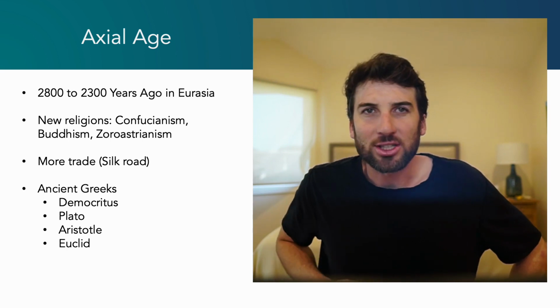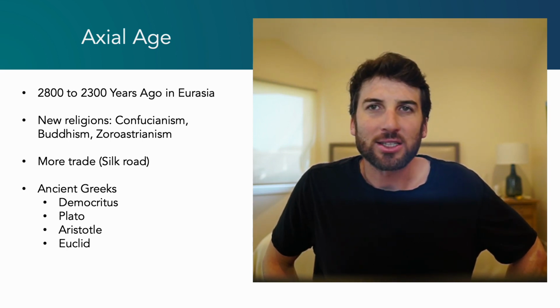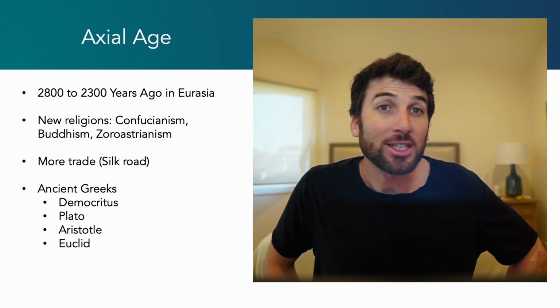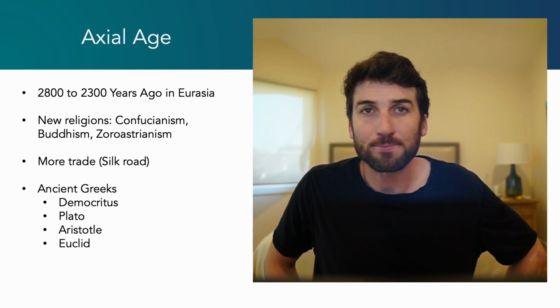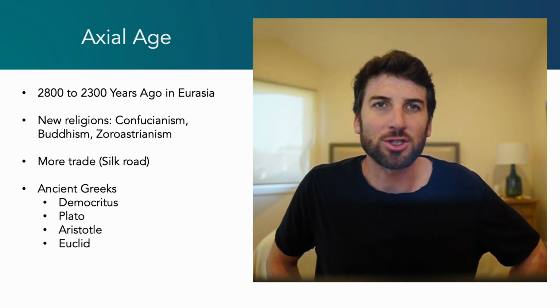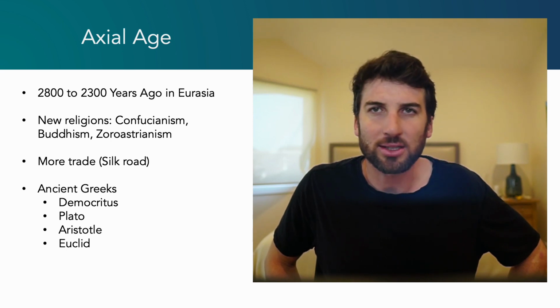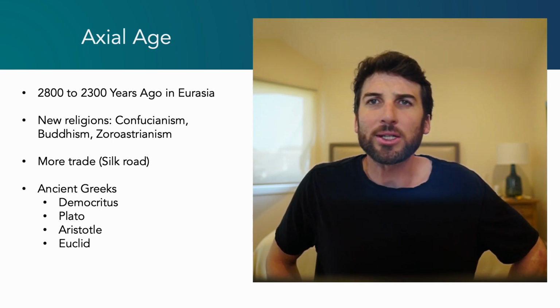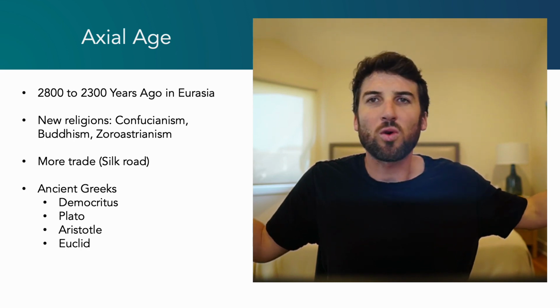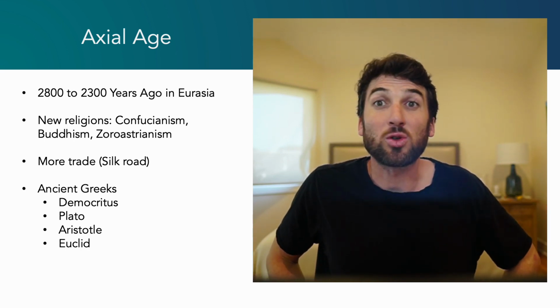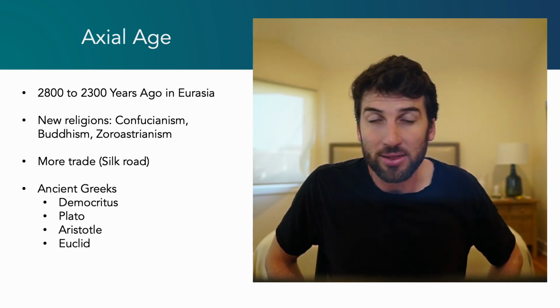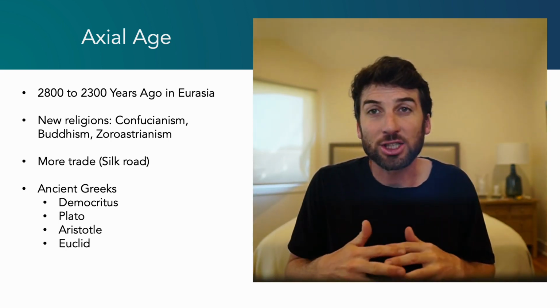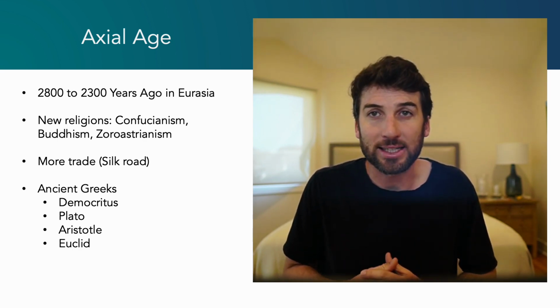So the Axial Age, and this was a critical time of lots of philosophical, religious developments. It's centered around Eurasia, around 2,800 to 2,300 years ago. There's new religions like Confucianism, Buddhism, Zoroastrianism, Judaism, and there's a lot more trade across cultures, across a wide range. So the Silk Road, for example, was connecting parts of Europe to parts of Asia. And this really promoted cross-cultural exchange, exchanging goods, exchanging ideas.